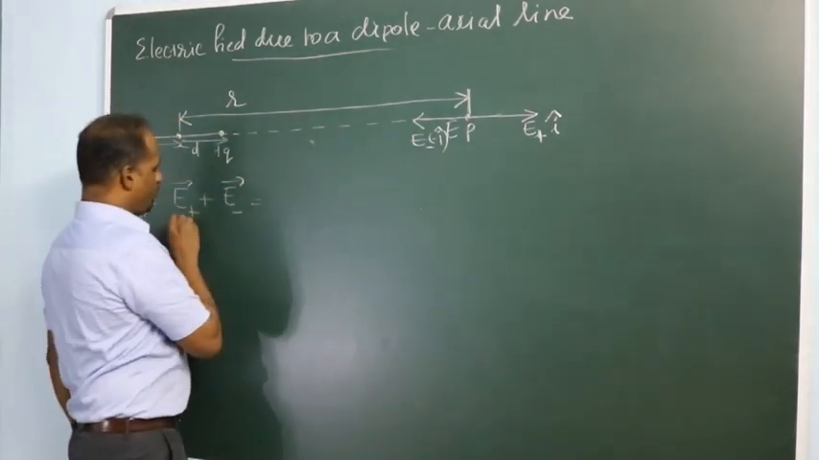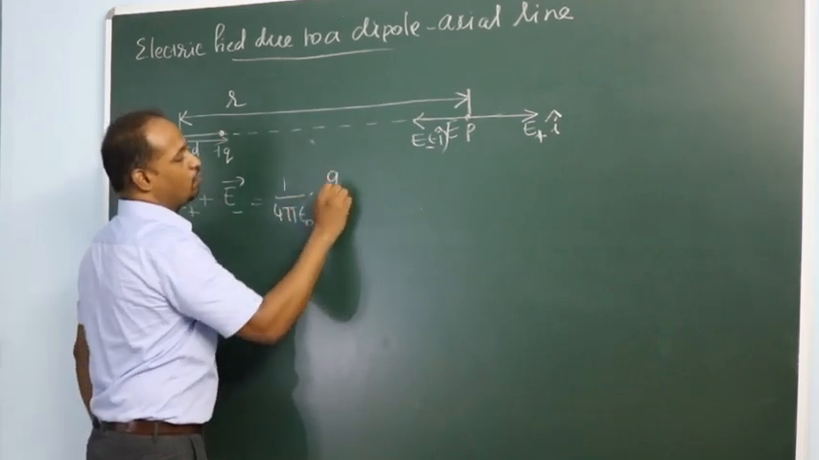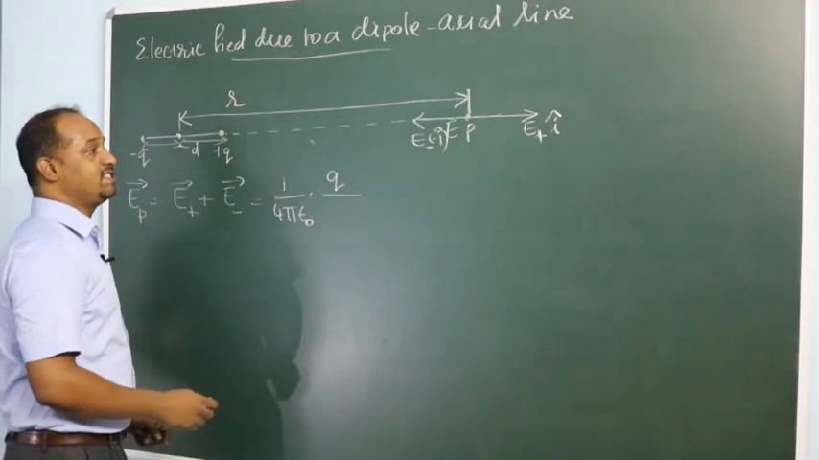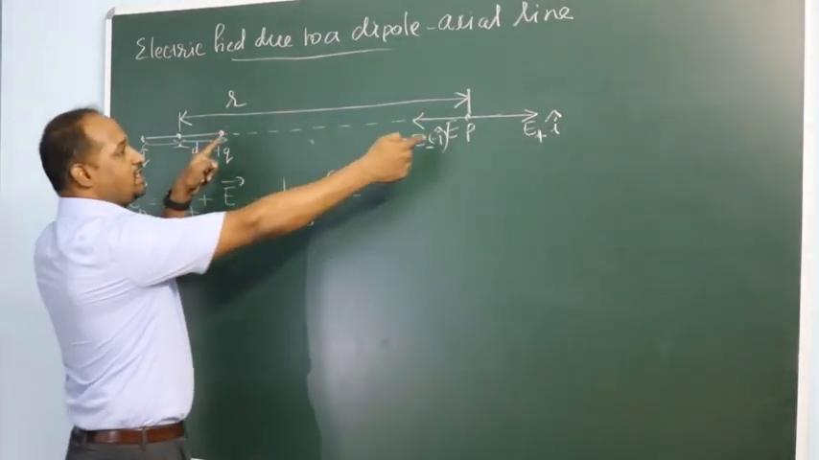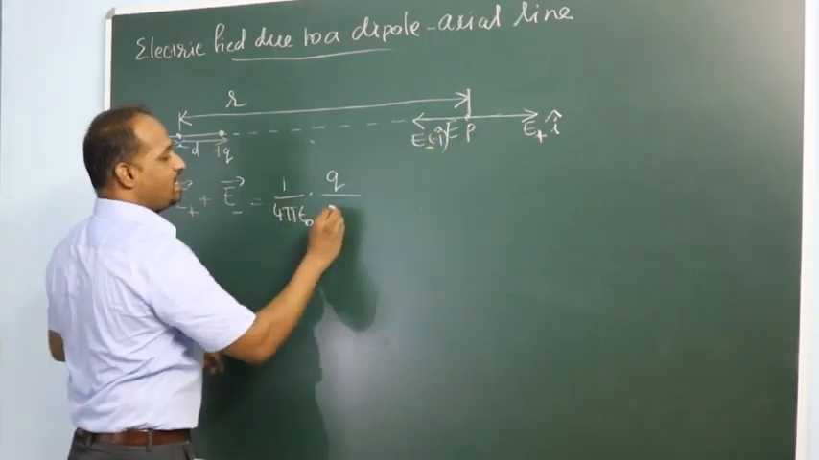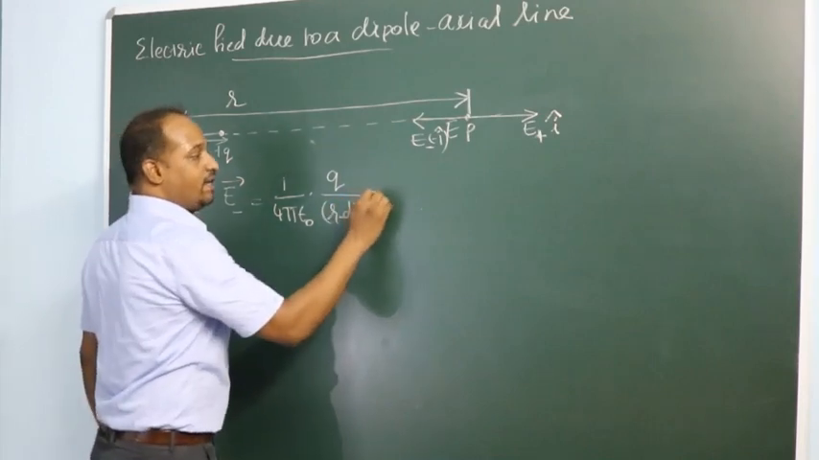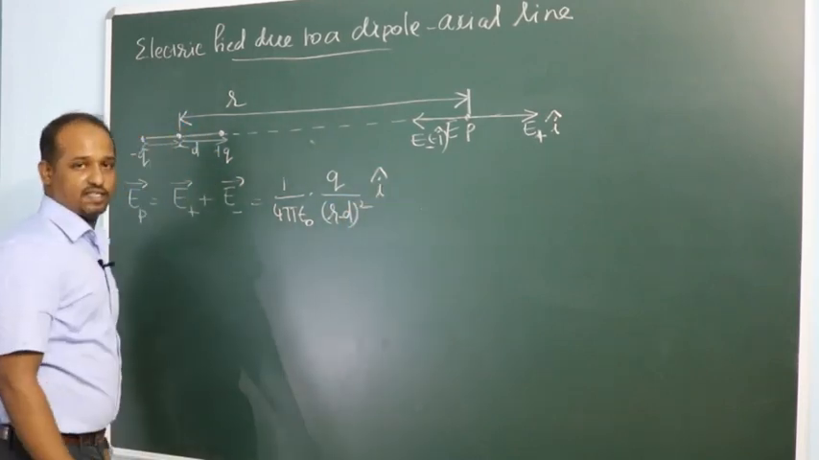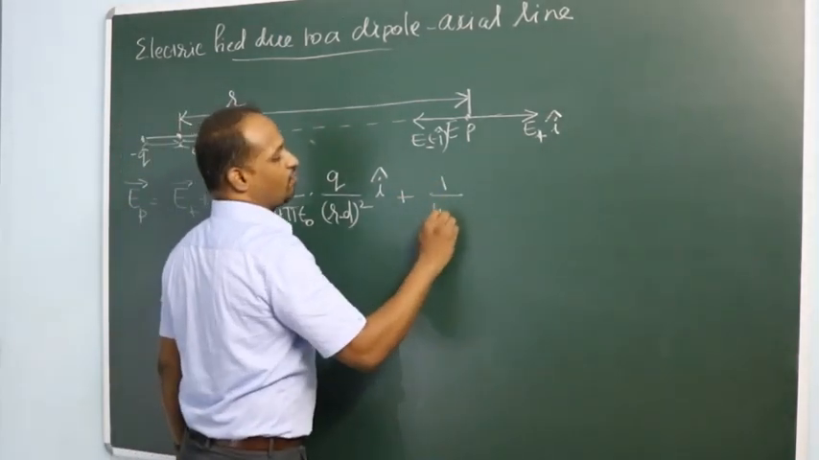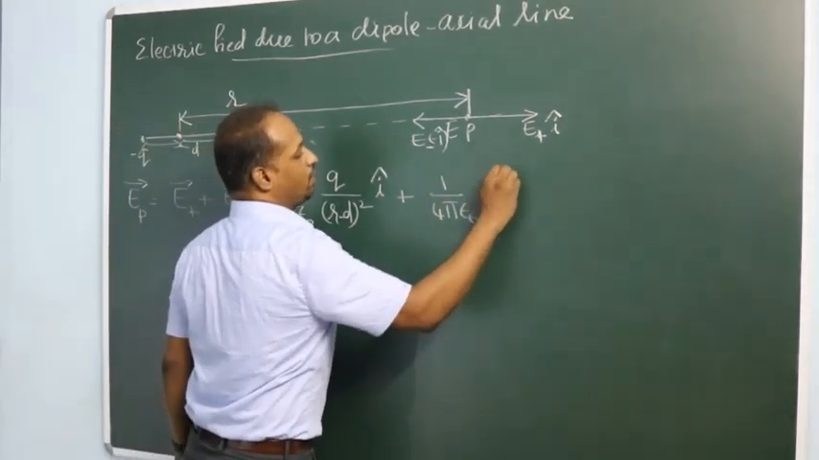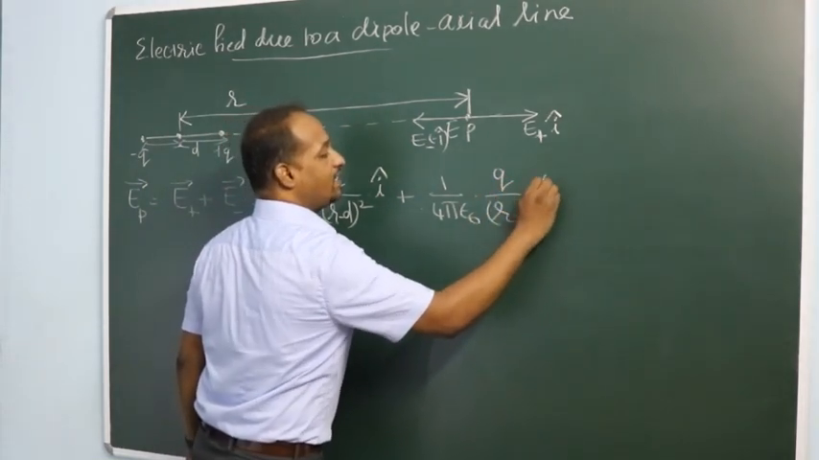Here E positive will be 1 by 4 pi epsilon naught q by r square, where r is the distance between the charge and the point where we need to find out the electric field. The positive charge is at a distance r minus d, so it is r minus d the whole square, and it is along the positive x-axis direction. Then what about electric field due to a negative charge? 1 by 4 pi epsilon naught q by r plus d the whole square, and it is along minus i cap direction.